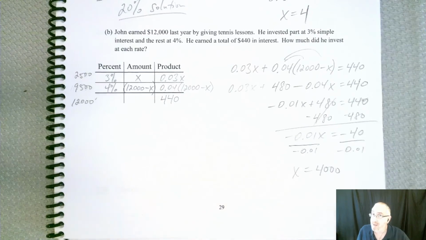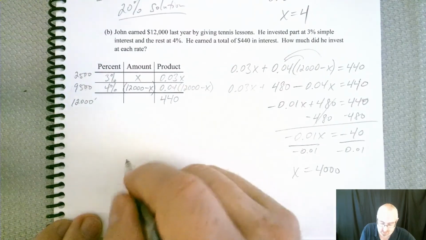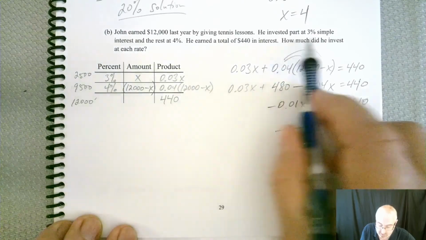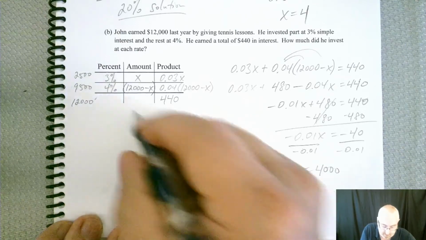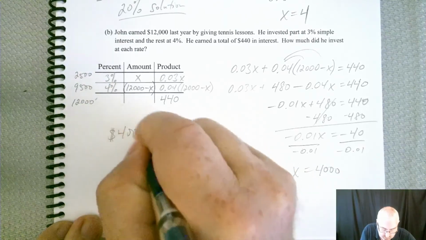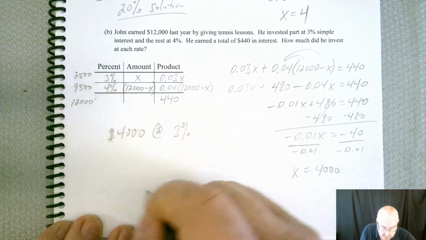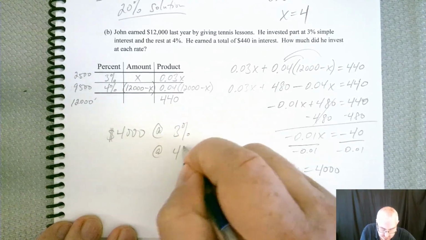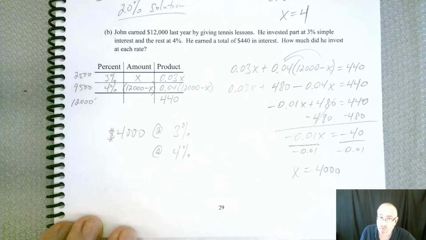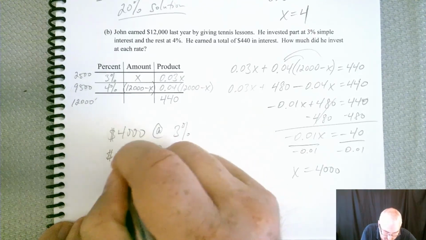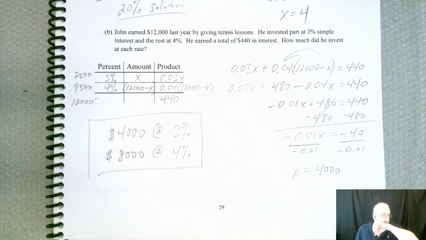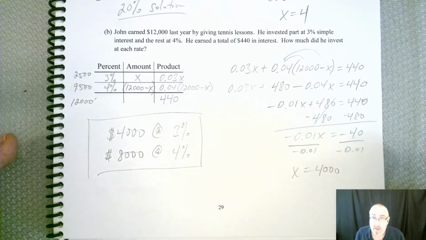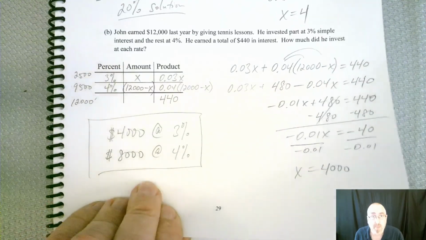So what's our final answer though? So now we got to just say, okay, let's look back at our problem. So x was the 3%. So that means 4,000 is at the 3%. So $4,000 at 3%, and then how much at 4%? Total's 12, so we know it's going to have to be 8.